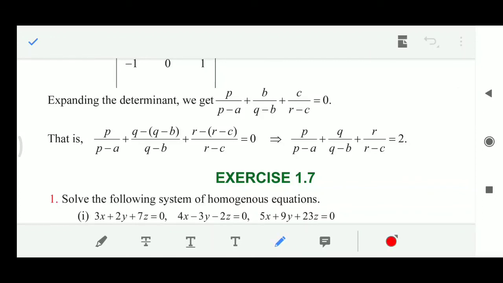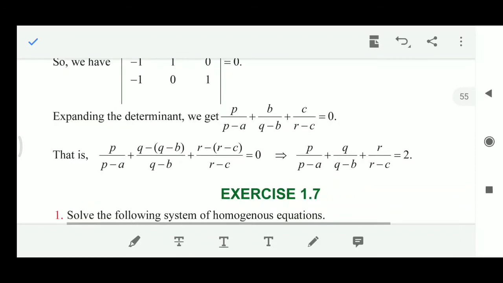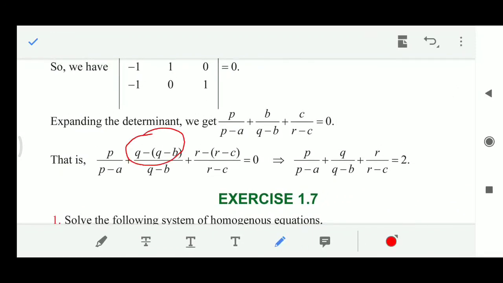So to get the proof we have to do some adjustment. The first term is okay, but in the second term I am going to add and subtract Q in the numerator. So if you add this you will get Q minus of Q minus B. Like that in the third term, I am going to add and subtract R. So you will get R minus of R minus C.